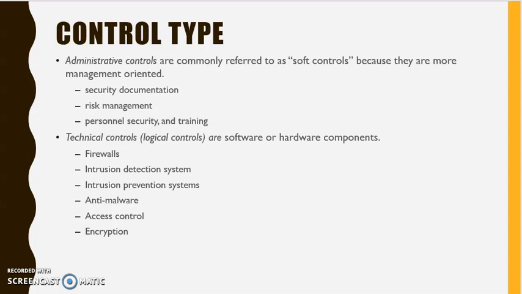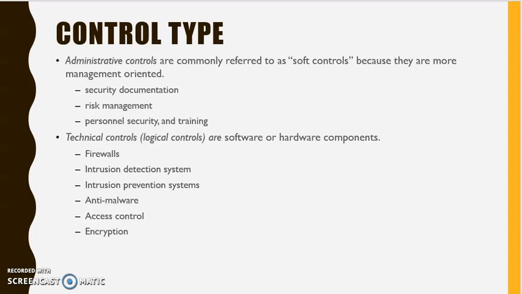So, in the last session, we covered the control types. This is the second session, a continuation of that session. Just to give you a brief of what we have covered till now: when we are talking about types of controls, we have discussed administrative controls, technical controls, and physical controls.